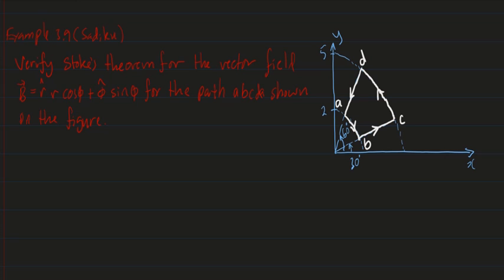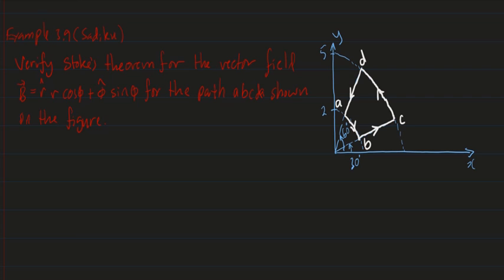In this example, we want to verify the Stokes theorem of a vector field that's given in cylindrical coordinates, r hat r cosine phi plus phi hat sine phi, for the path shown in the figure, where it looks like it's part of a circle or a washer, if you like, where r is varying from 2 to 5 and phi is varying from 30 to 50, and this is in the xy plane, so z hat in this case is equal to 0.